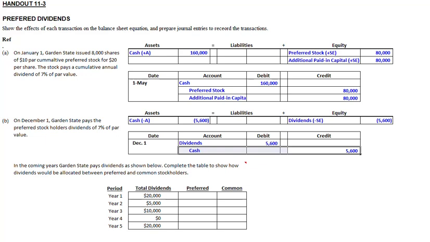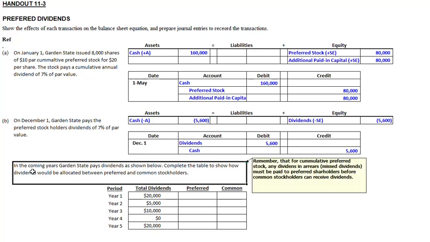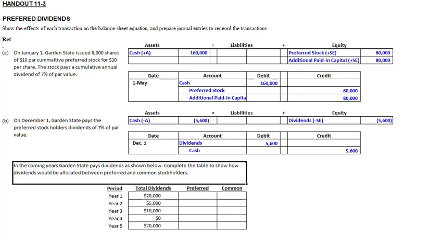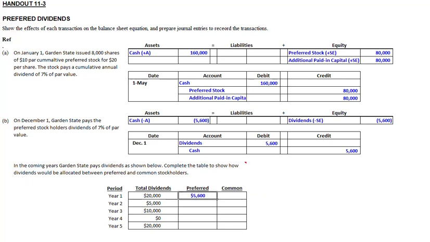Let's go ahead and look at what would happen in the coming years if Garden State paid dividends in the following manner. Again, keep in mind that cumulative preferred means that we will receive dividends on our preferred shares before common shareholders ever get a penny. In year one, the company paid a total of $20,000 in dividends. Of that, the first $5,600 will go to preferred shareholders. Common shareholders will get the balance, or $14,400.